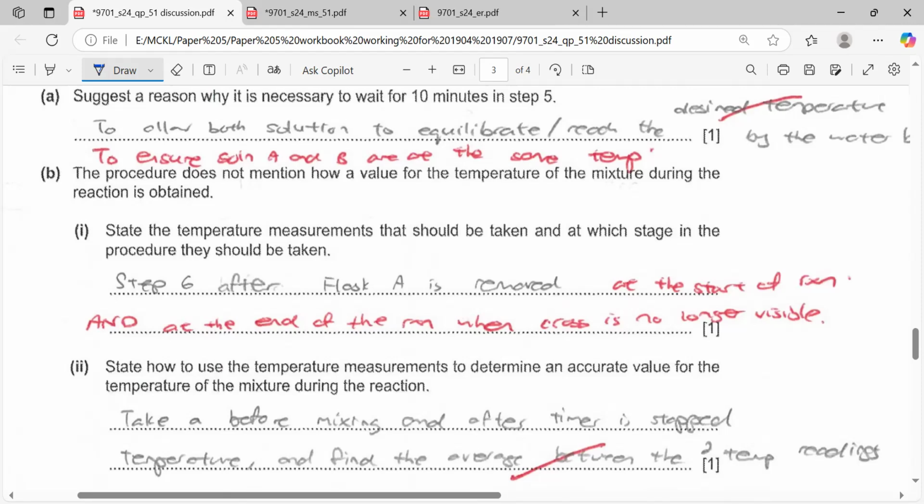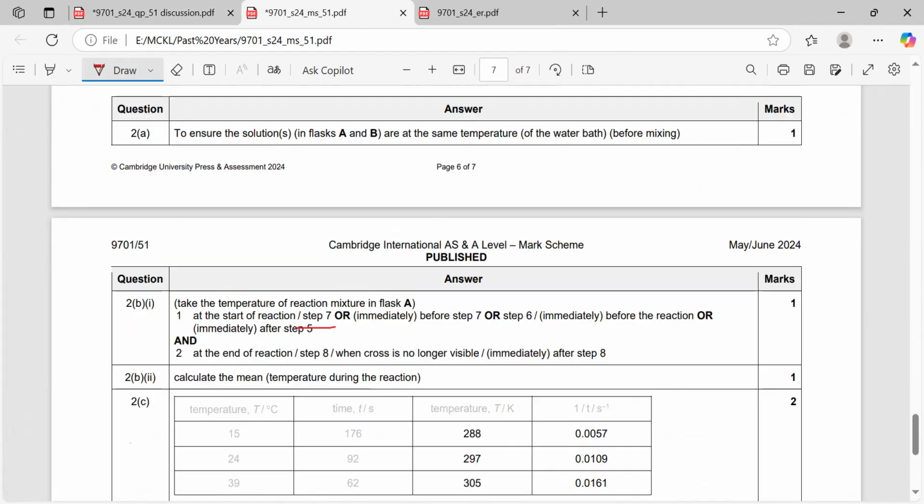Okay, so what we are trying to see here is you take the temperature reading when flask B goes into flask A, you start the timer and you take the temperature reading. So it's a lot of handling to do at time 0. Okay, so that's what they mean by at the start, so-called step 7.